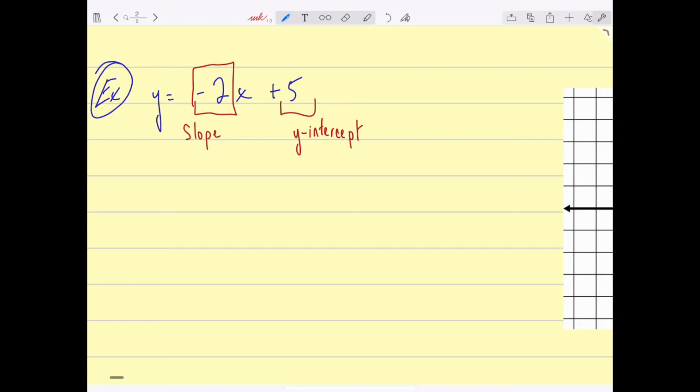So another thing we call slope is m. And yeah, I should probably back up and say this. y equals mx plus b. This is your slope-intercept form without numbers applied. So m in this case is negative 2. And again, every number is a fraction over 1.